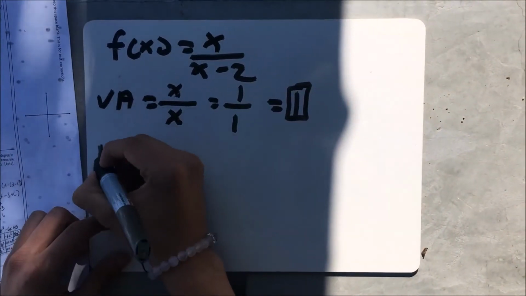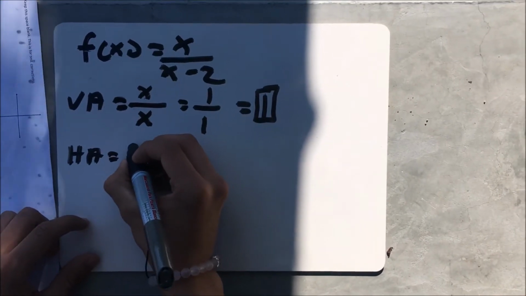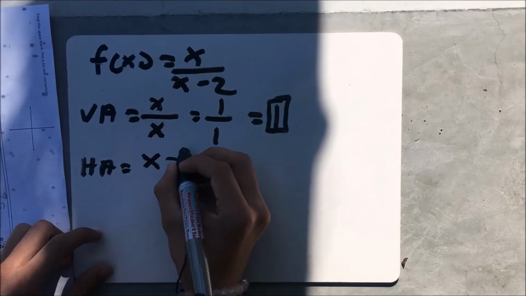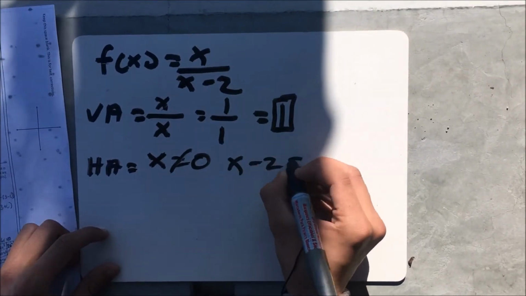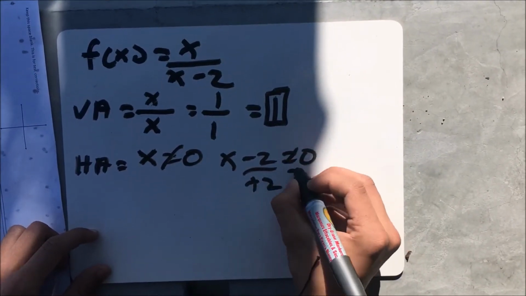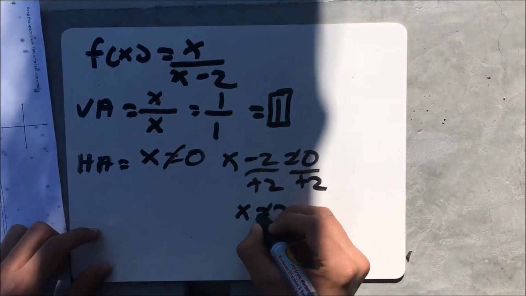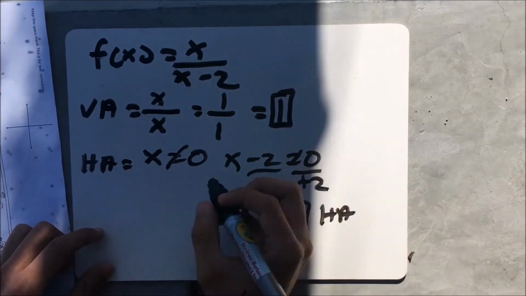And for the horizontal asymptote, what you're going to want to do is make x not equal to 0, and you're going to plug in the bottom equation, which is x minus 2. And then you're going to want to put x minus the negative 2 on the other side, so plus 2 on both sides to isolate the variable, and then x will not be equal to 2, which will be your horizontal asymptote. Then what you're going to want to do now is graph it.